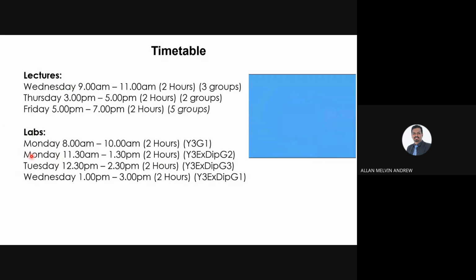On Mondays we have two slots, Tuesdays one slot, and Wednesday one slot. You just need to follow according to your group. If for that week you couldn't attend some session, please let me know so that you can attend the other sessions. It will be the same content for the particular week. As long as you attend and complete whatever is given, it's supposed to be okay. So that's the timetable.